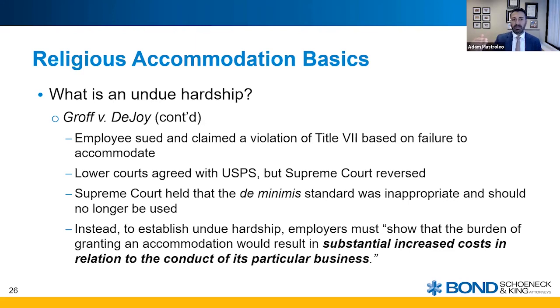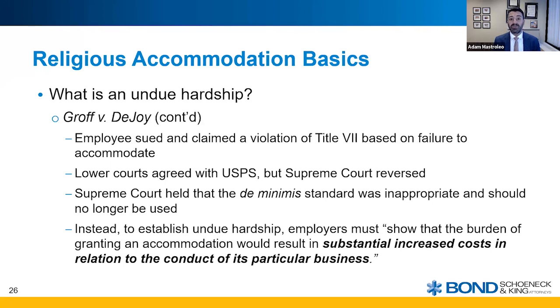The case went up the appellate level and to the United States Supreme Court. And in their decision on June 29th, they said, no longer can employers rely on this de minimis burden. That's not the right standard. What employers are now going to have to show is that the burden of granting an accommodation would result in substantial increased costs in relation to the conduct of its particular business. Now, why they didn't just adopt the same standard that was applicable in disability cases, I don't know.